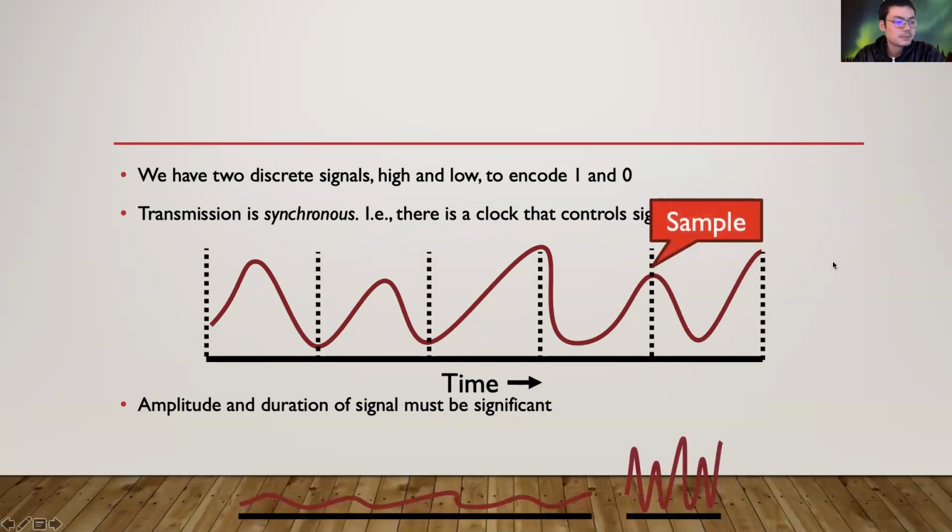But there's an issue here. Because the clock may be different in different systems, when you send, there may be a shift of the clock. So how can we avoid sending a long stream of zeros or ones, for example the same low signal or high signal? Then we probably will miss some of the zeros or ones. How can we avoid that? That's the focus of this lecture.